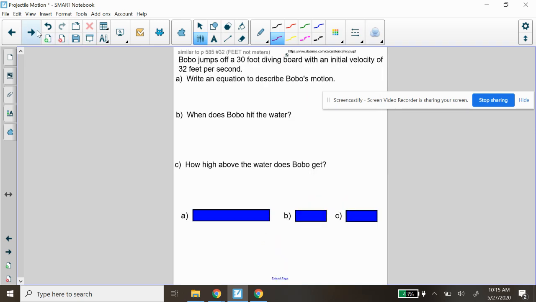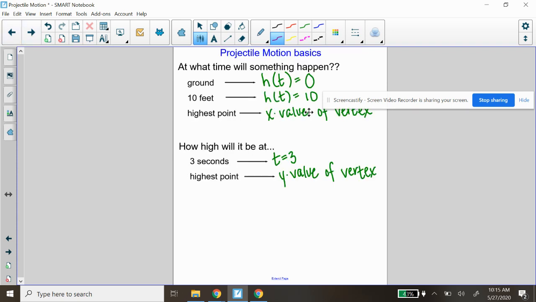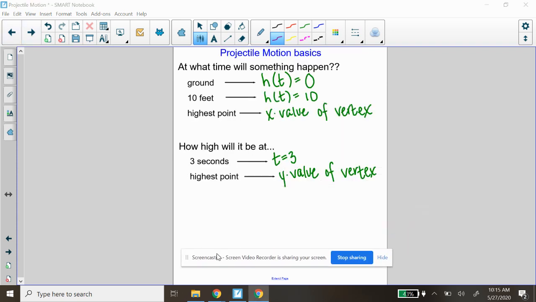All right, one more. I want you to pause here and try these 3 questions about Bobo. All right, first one, the equation for Bobo. There you go. When does Bobo hit the water? At 2.7 seconds. And how high above the water does Bobo get? So thinking about our vertex, right? At 46 feet.